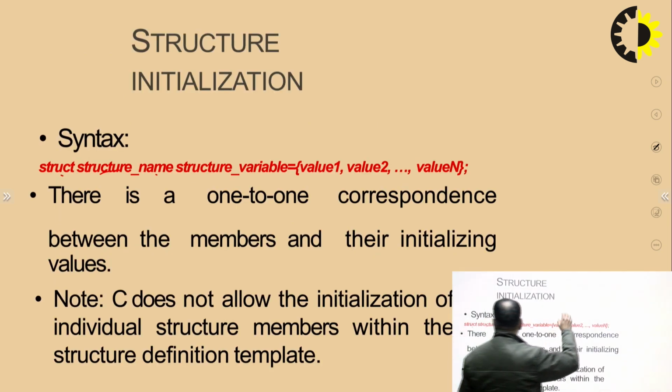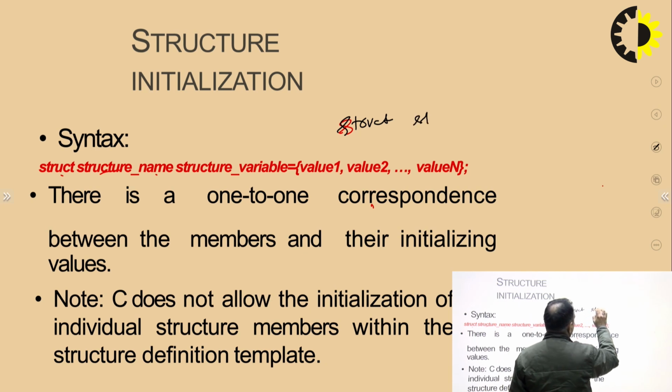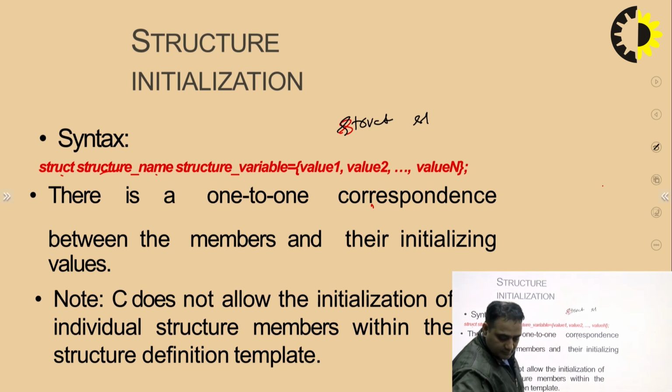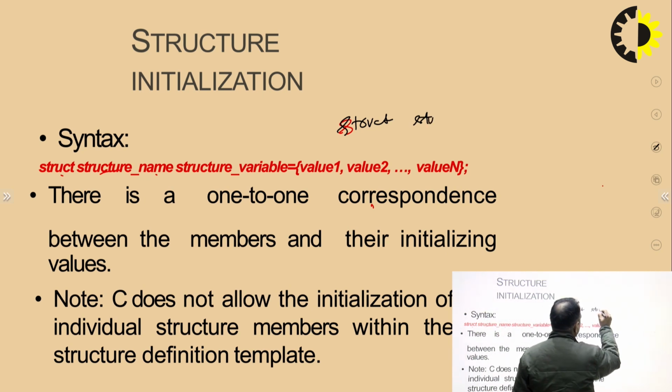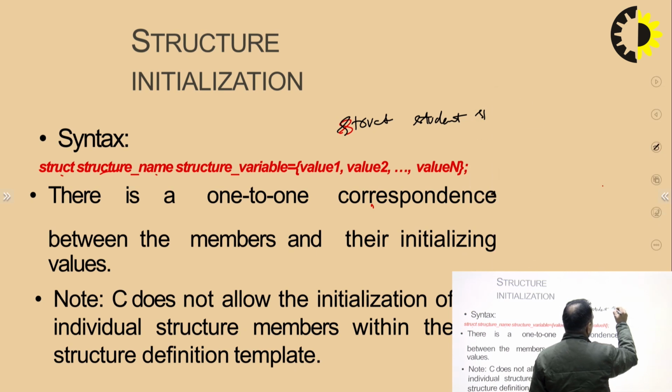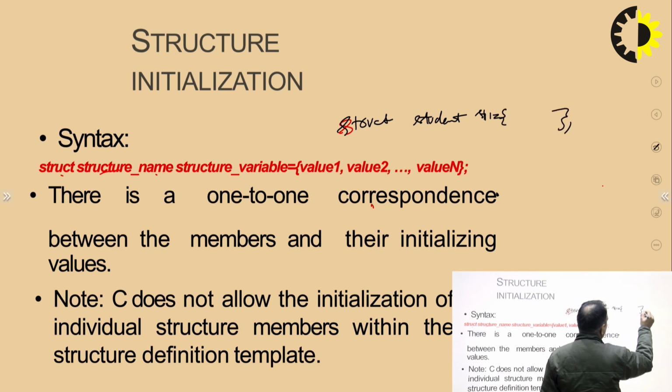In this example, you can say the tag name is student, the variable name is st1, is equal to open curly brace, closing curly brace, semicolon, and name, characters, marks, characters, grade means A. Name means, for example, Amit, grade A, and roll number 25, like that.